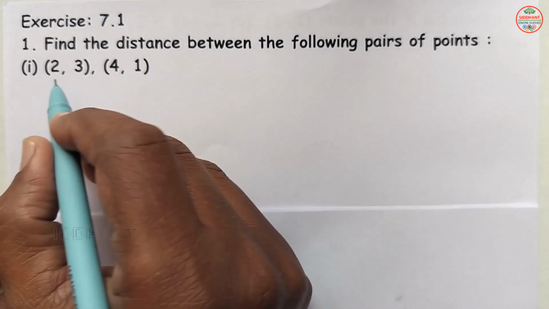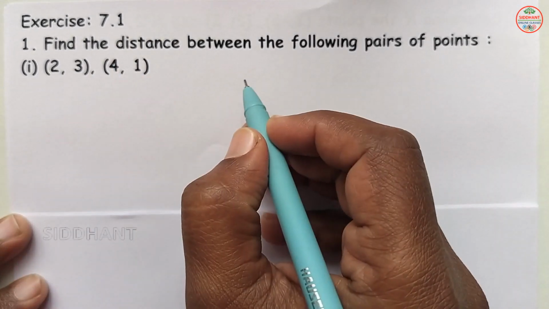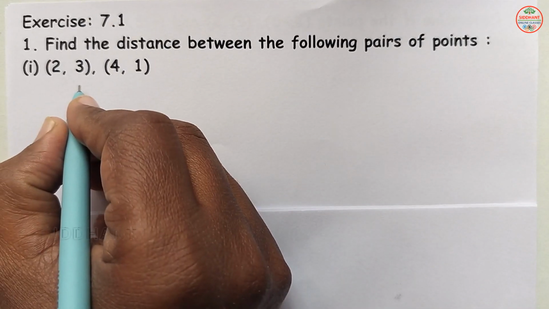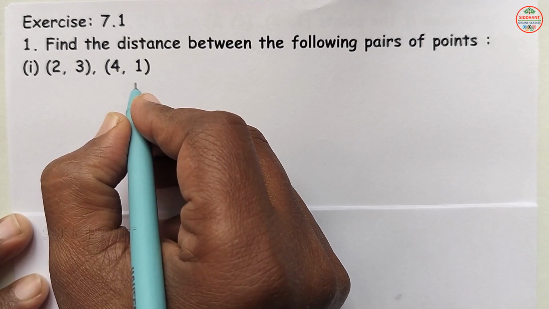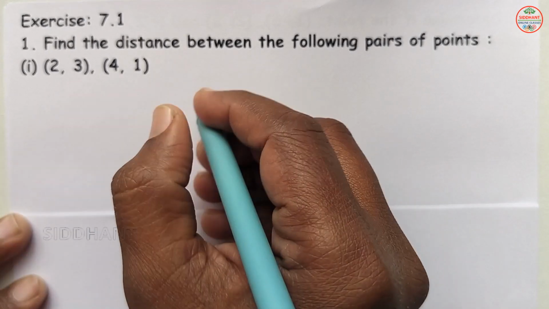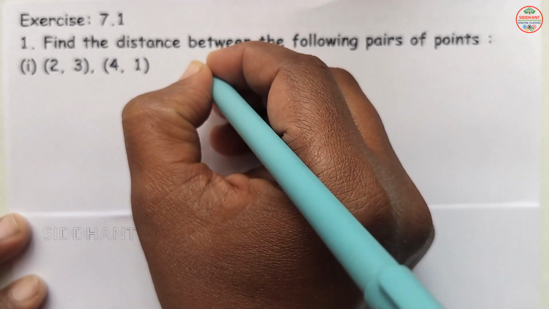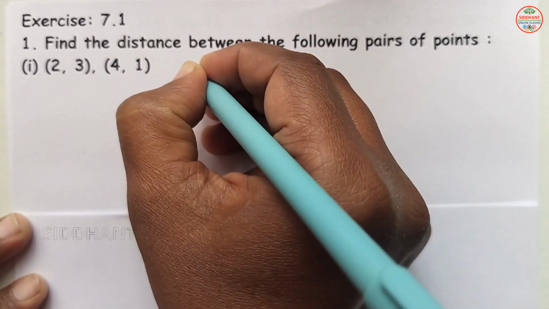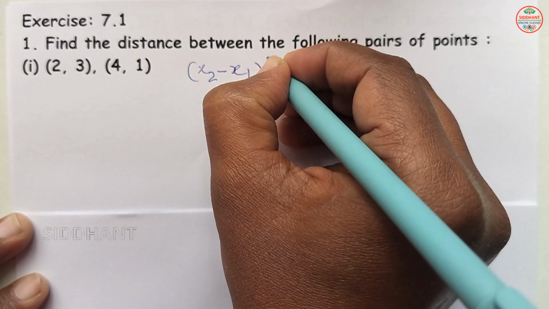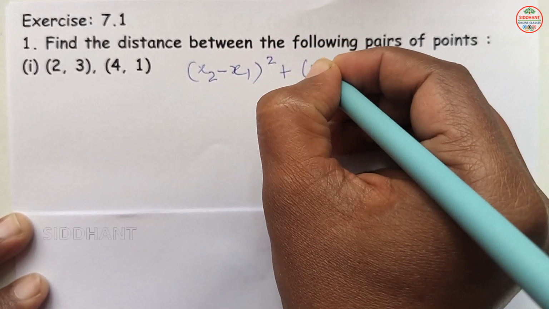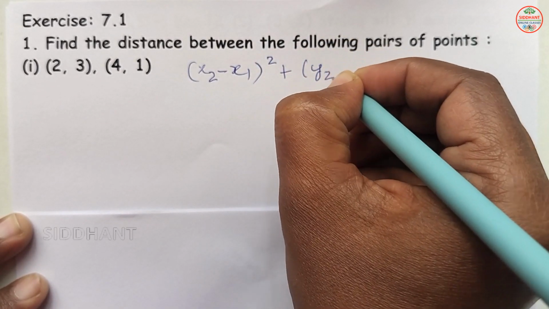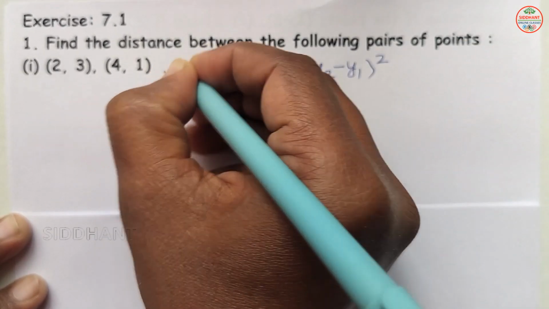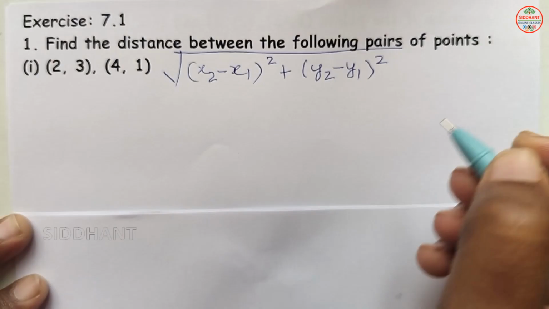Exercise 7.1. Question number 1. Find the distance between the following pairs of points. First one: (2, 3) and (4, 1). So we know the distance formula, which is the square root of (x2 minus x1) whole square plus (y2 minus y1) whole square.